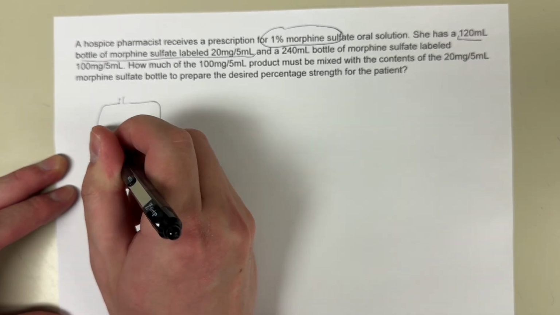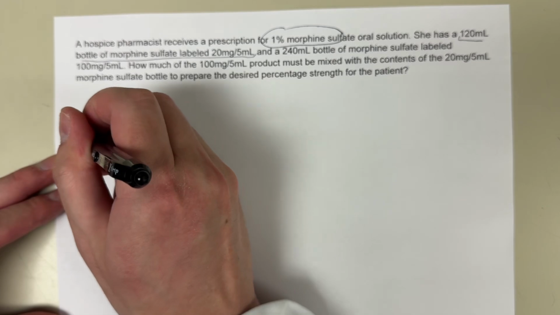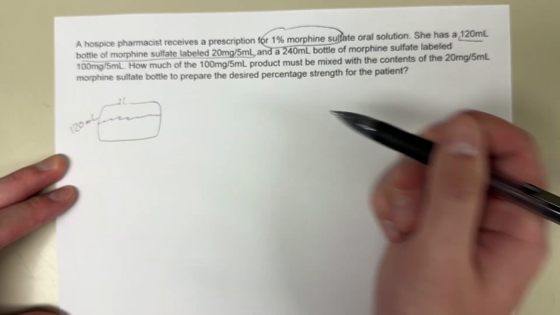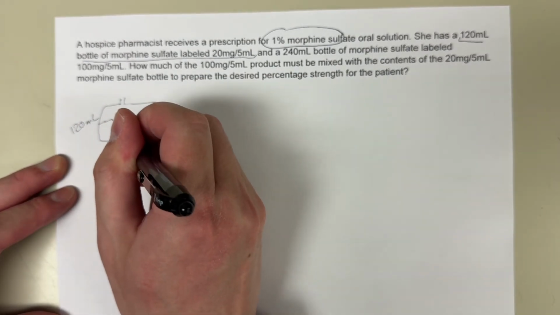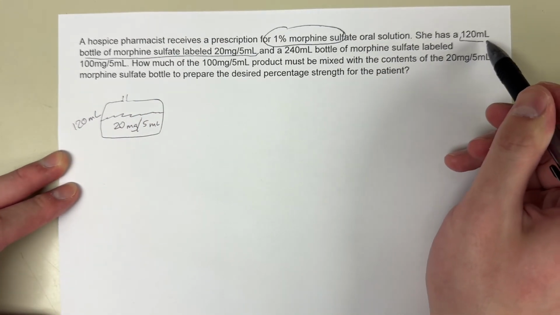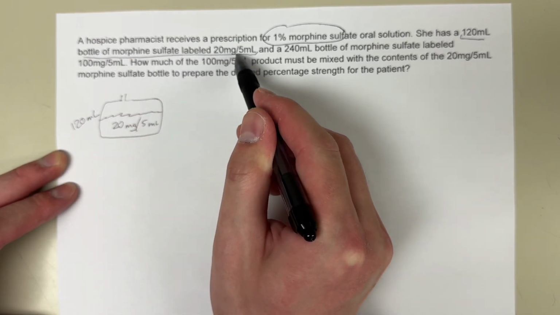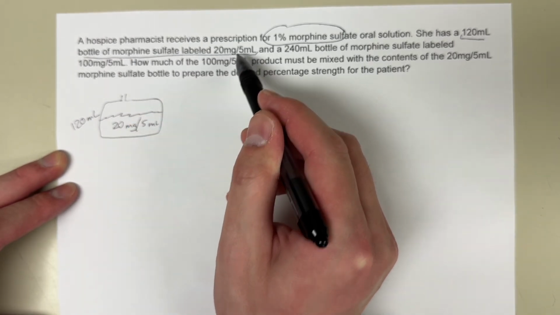So you have the bottle with the amount of liquid in it. This bottle is 120 milliliters. And the concentration in here is 20 milligrams per 5 milliliters. So that's this one bottle here, a 120 milliliter bottle labeled 20 milligrams per 5 milliliters. So that's the concentration inside this bottle here.